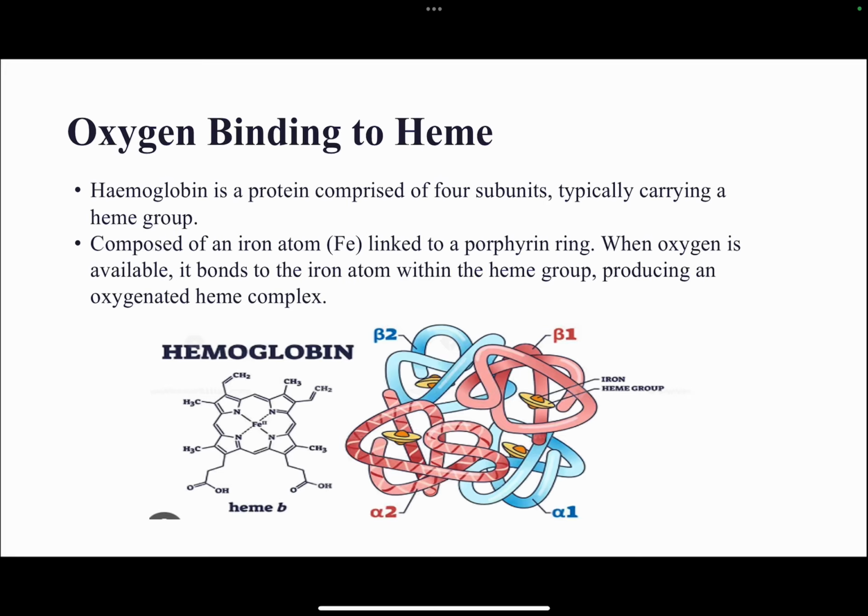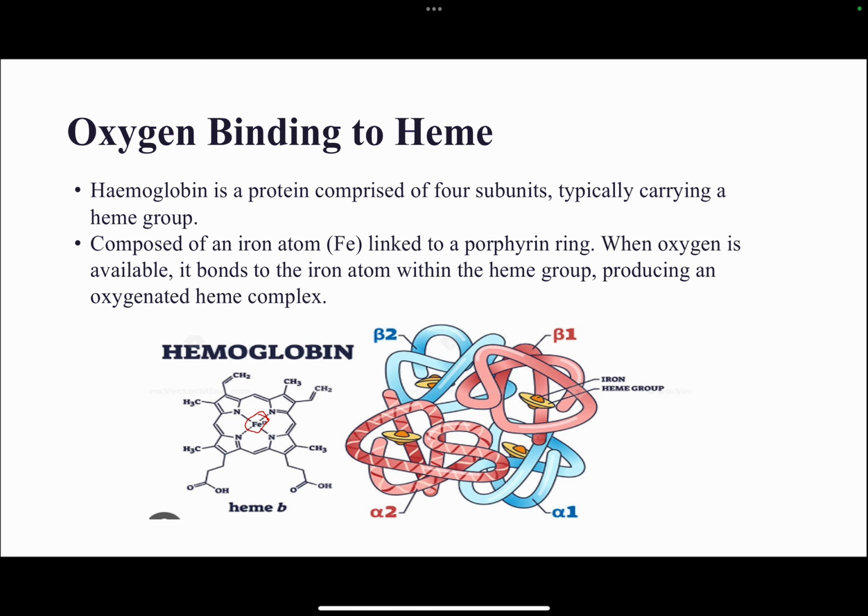So firstly, I'm going to discuss the structure of hemoglobin. Hemoglobin is a protein which is comprised of 4 subunits, alpha 1, alpha 2, beta 1, and beta 2. These subunits are typically each carrying a heme group. It's composed of an iron atom, like you see here, which is linked to a porphyrin ring.